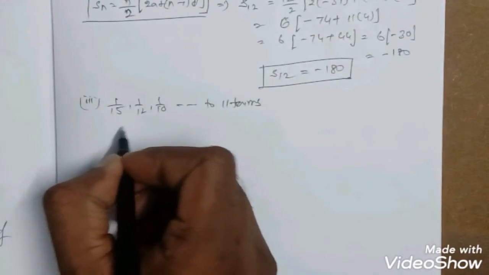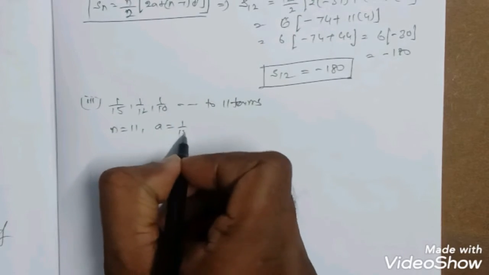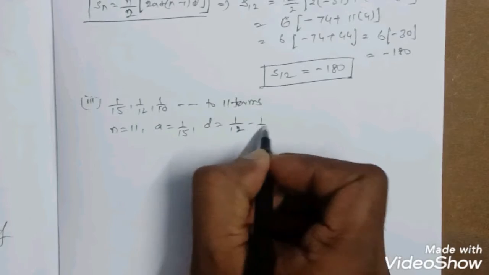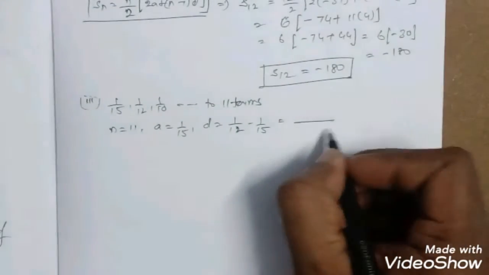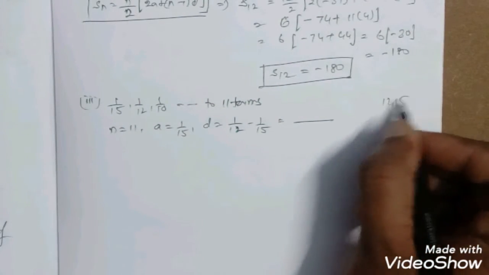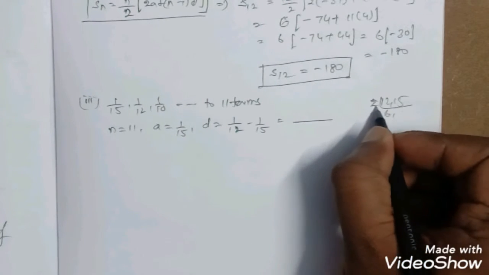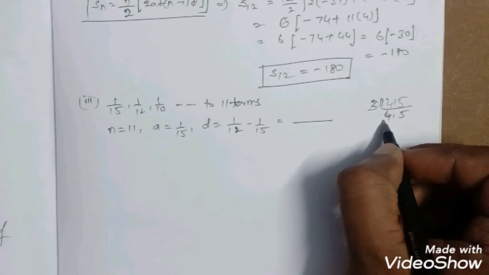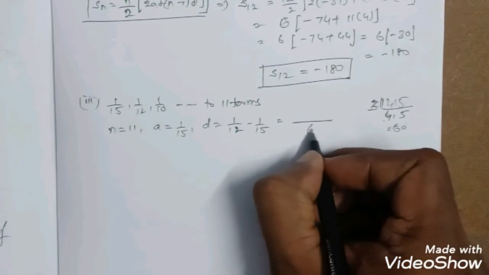Right, now here n, the number of terms, is 11 and the a value is given as 1 by 15, and the d value is given as 1 by 12 minus 1 by 15. Now if you take the LCM of 12 and 15: 3 4s are 12, 3 5s are 15, so 5 4s are 20, 20 3s are 60. So the total LCM is 60.